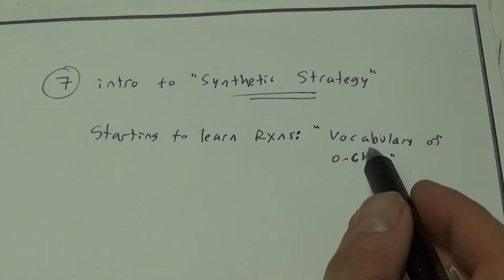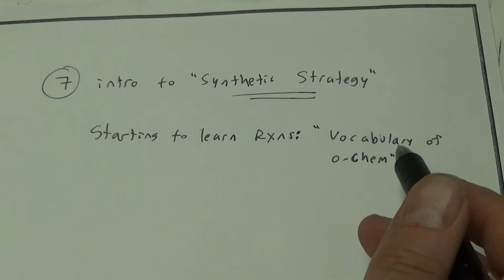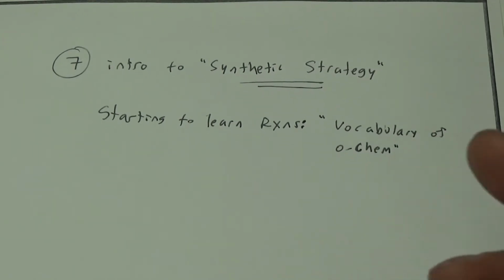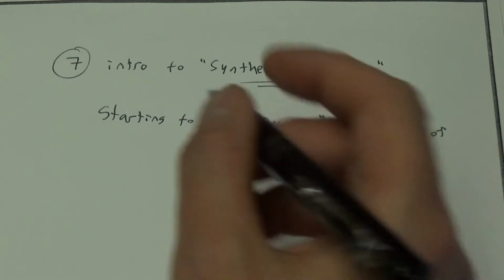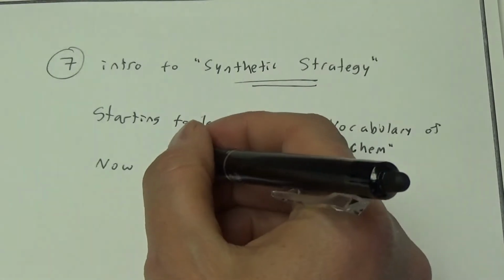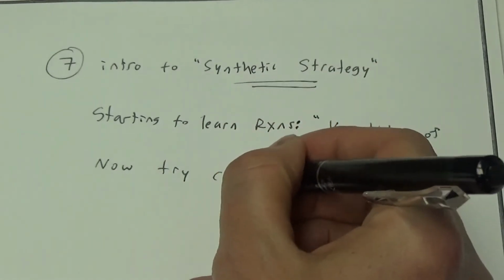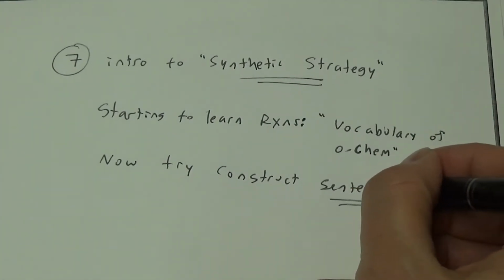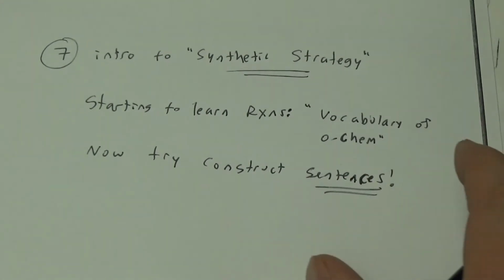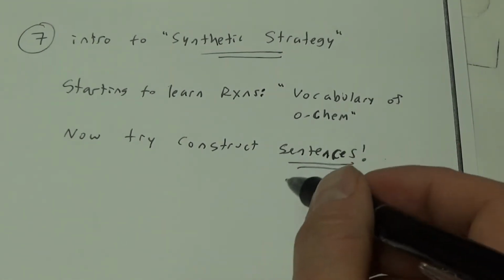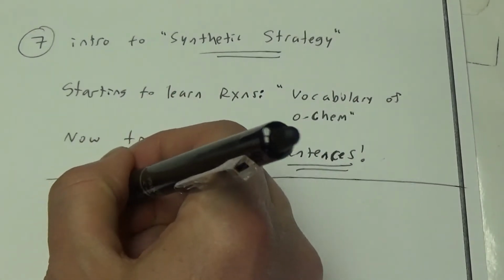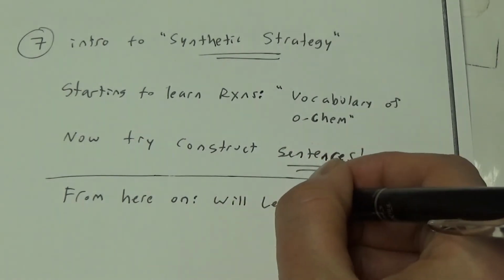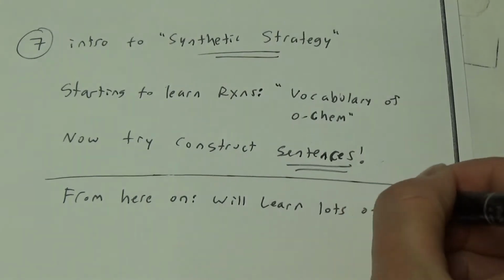You know the vocabulary of organic chemistry, right? So what good is a vocabulary if you can't make a sentence? If you learn some words and you don't know what to do with the words, then you haven't really advanced in a language or, in this case, organic chemistry. So now that we have a vocabulary, now we will try to construct sentences. We're going to have a lot of practice of this. It's not going to be immediate. We've got to take baby steps first, and then we're going to move on to very complicated sentences. I mentioned this already: from here on, we will learn, and by we, I mean you, lots of new reactions.